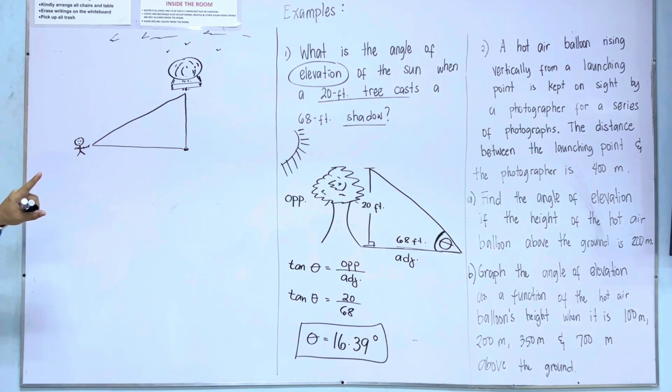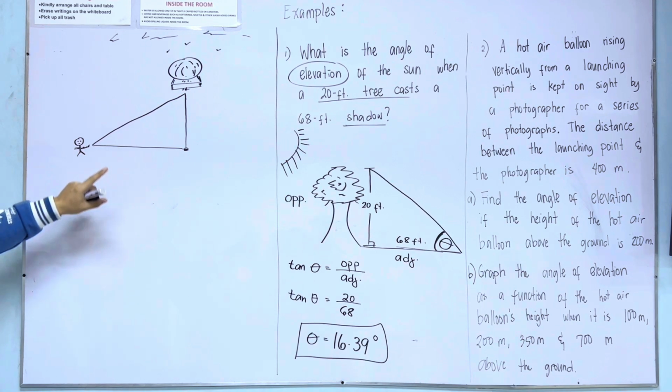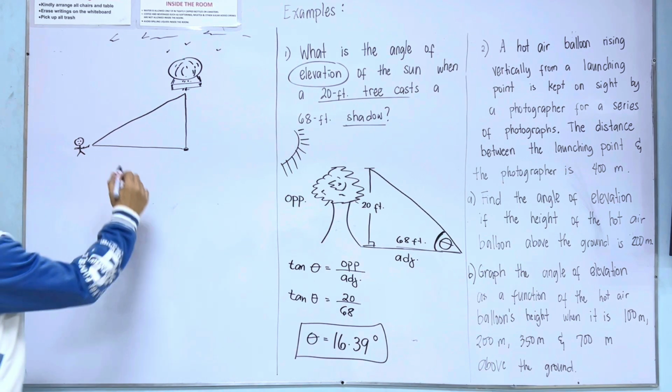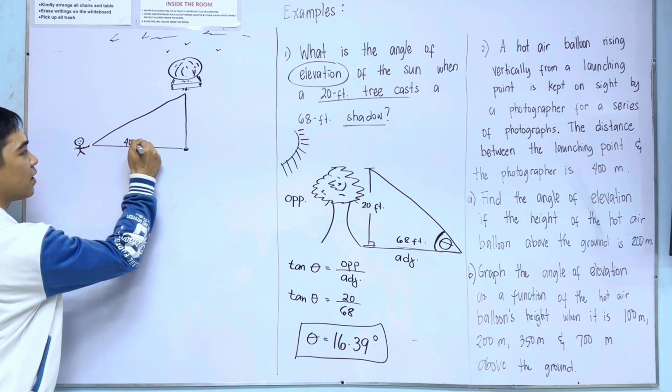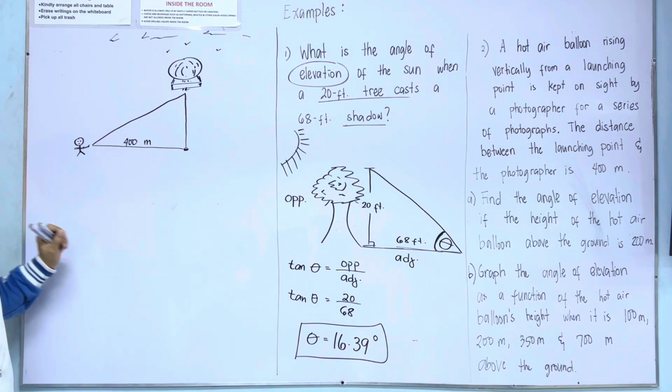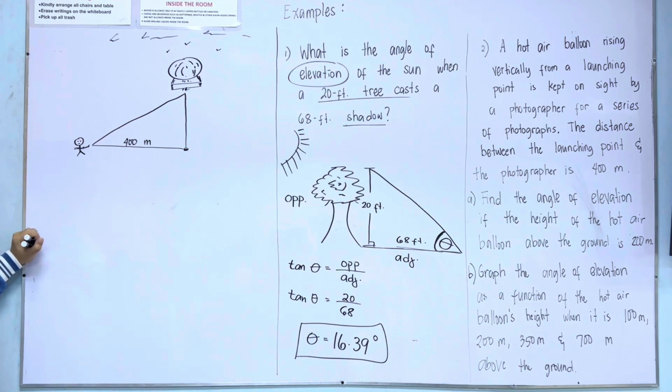Now, kunin na natin yung mga given. What is the distance from the launching point to the photographer? 100. Ito si 400. Ano pa yung ibang given? Wala na, no? Ito lang.